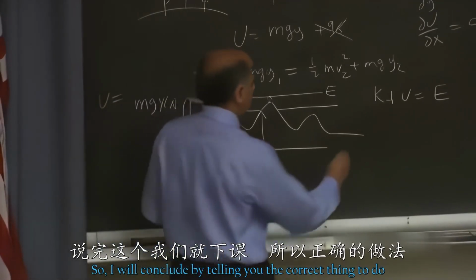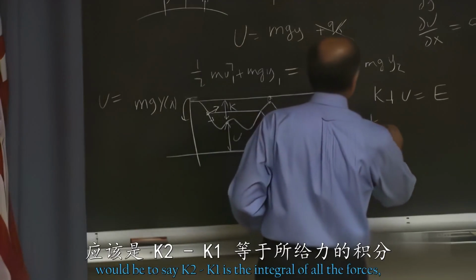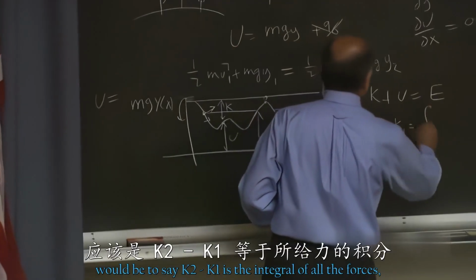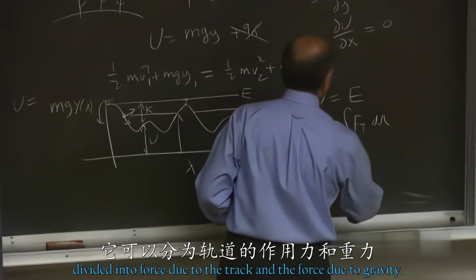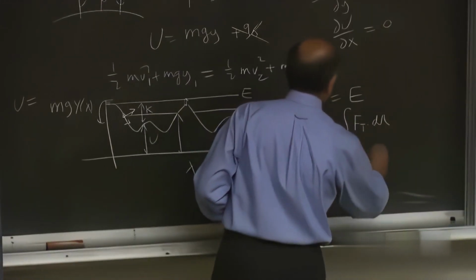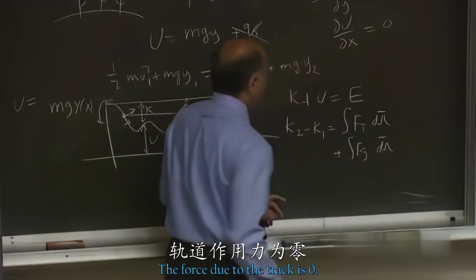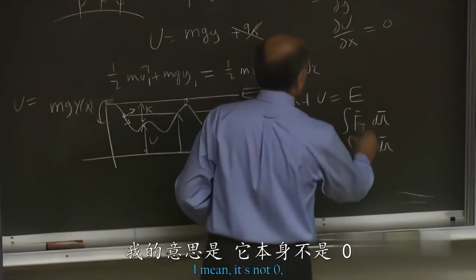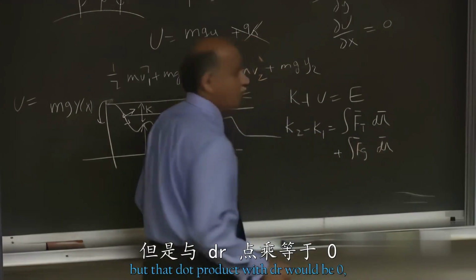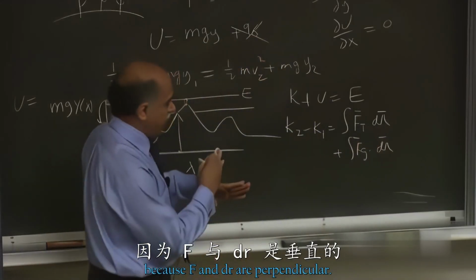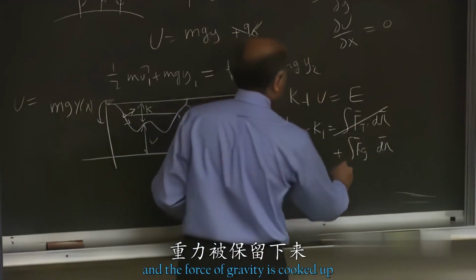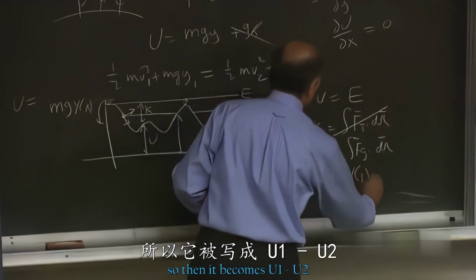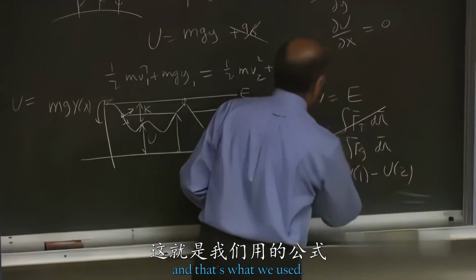So I will conclude by telling you the correct thing to do would be to say K2 minus K1 is the integral of all the forces, divided into force due to the track and the force due to gravity. Force due to the track is not 0, but its dot product with dr is 0, because F and dr are perpendicular. For that reason, you drop that. And the force of gravity is cooked up so that it becomes U1 minus U2, and that's what we used.